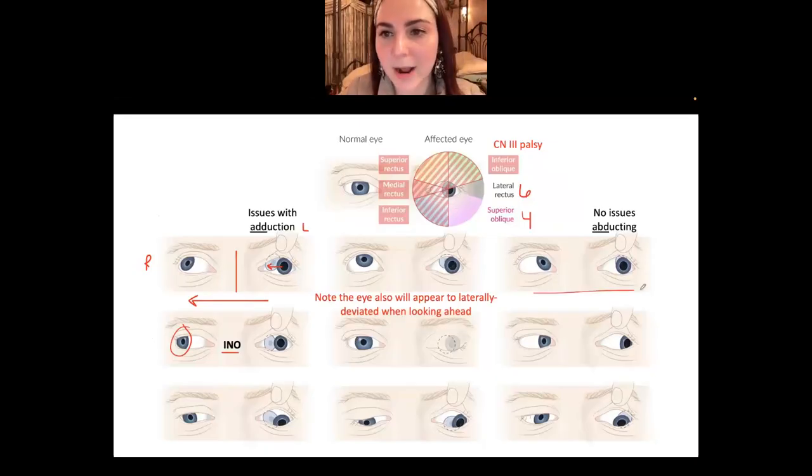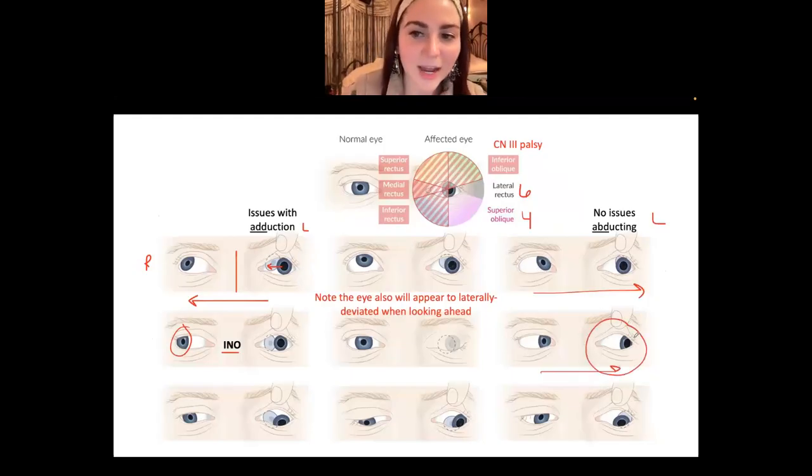And then if you asked it to go the other way, so if you ask them to look to the left side, there's no problems. Like there's no problems at all. Because again, if this is the lesion eye, there's no problems abducting, looking to the outside. It's always going to be toward the inside because of the muscles that it innervates.